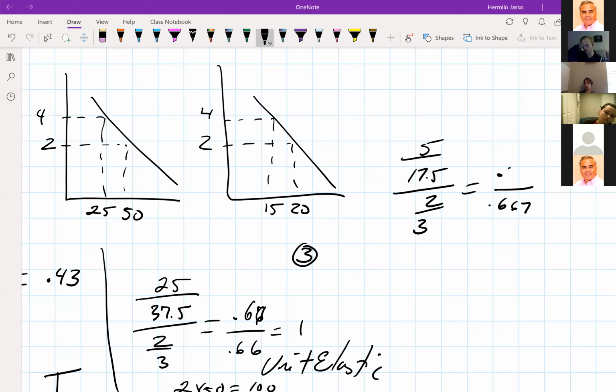0.29. It's the same as example number 1. Okay, so in this case it is also what? Inelastic. The case is inelastic.